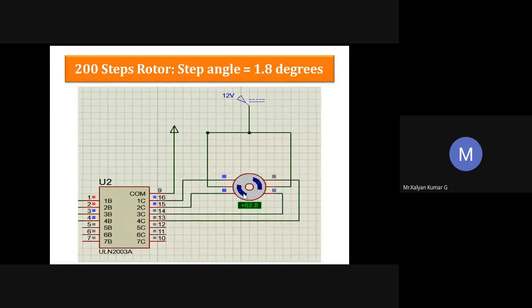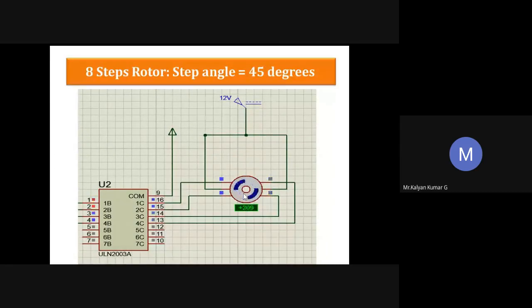There's another example for 45-degree rotations, where each step is 45 degrees, the step angle. So 360 by 45 gives 8 steps. For 8 steps, you'll get one complete rotation. Okay, fine.